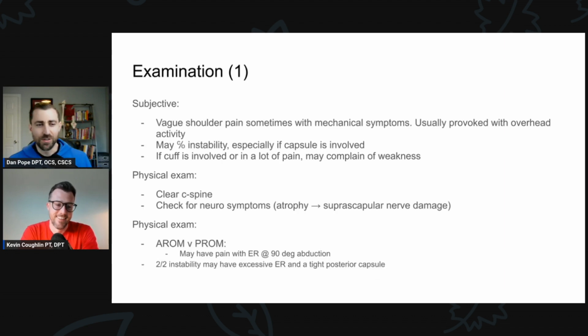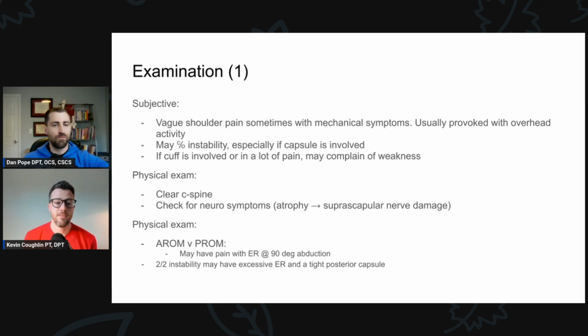Okay. So get us going, Kevin. What do we need to know about SLAP tears here? Right. So, just going over the examination process. Someone comes in with shoulder pain. If they have some SLAP pathology that's causing some of their symptoms, they may come in with a vague shoulder pain. Sometimes they'll report mechanical symptoms. If they're moving their arm around, they might report clicking, catching, something like that. We think of those as mechanical symptoms, and that's usually provoked with overhead activity.